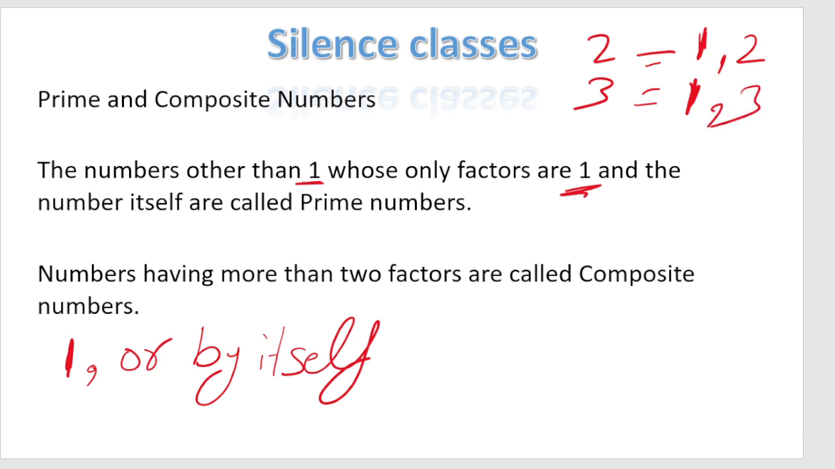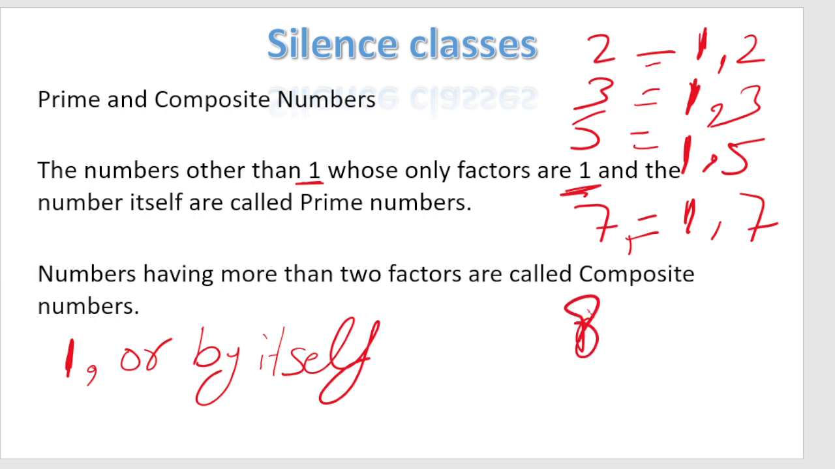3 does not come in any other tables. 5 is only divisible by 1 and 5. 7 is only divisible by 1 and 7. Can 8 be a prime number? No, because 8 can be divisible by 2, 8 can be divisible by 4, and 8 can be divisible by 8 as well. So 8 is having more than 2 factors.